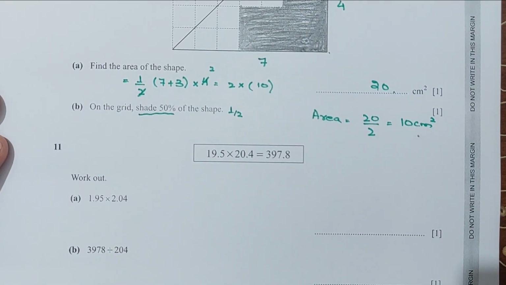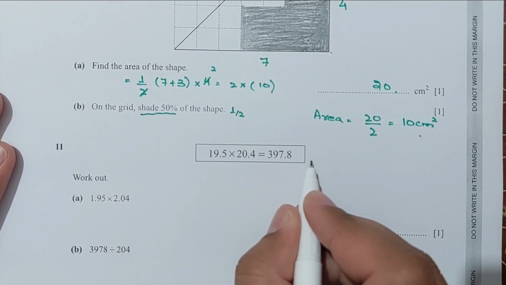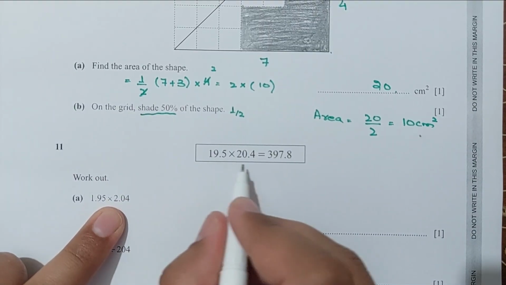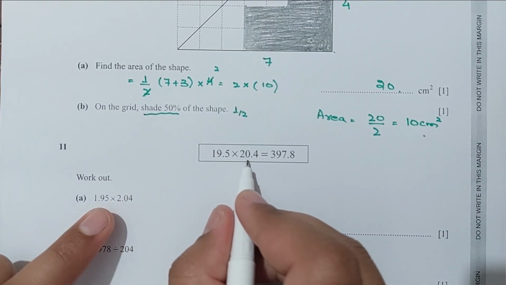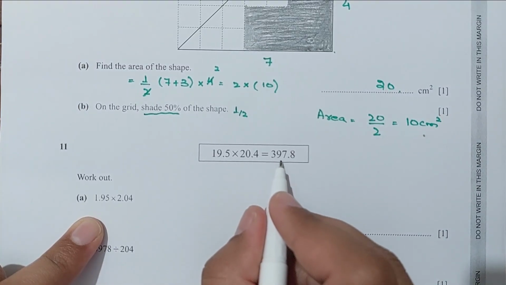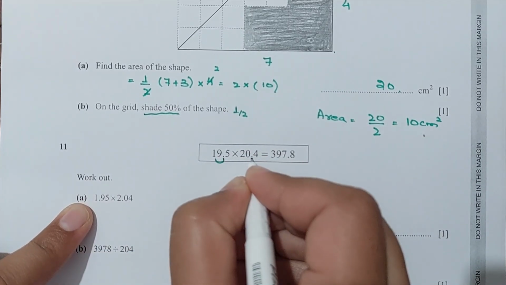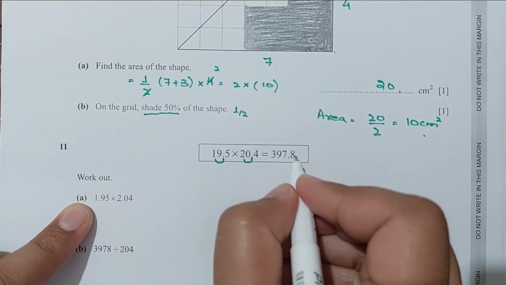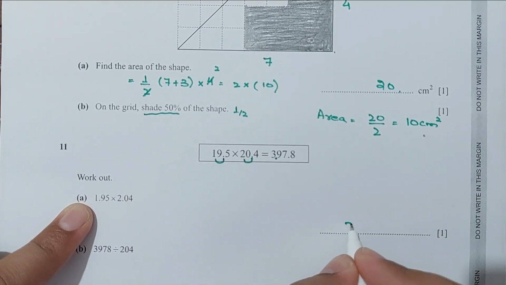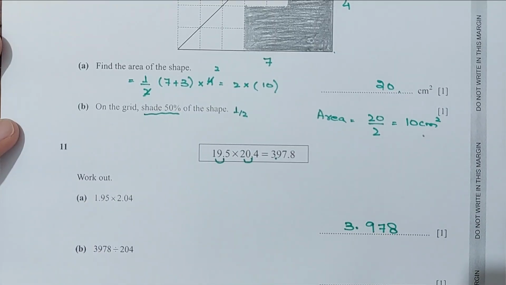Work out part A. 1.95 times 2.04. Okay, it's a non-calculator paper, but we have been given a hint. Thank God. 1.95 is multiplied by 20. Oh, sorry, 19.5 is multiplied by 20.4. The answer is 397.8. So there are 2 decimal places, 1 decimal shifted and again 1 decimal shifted. So it is 1, 2, 3, 4. So the answer should have 4 decimal places. So the answer is 3.978.